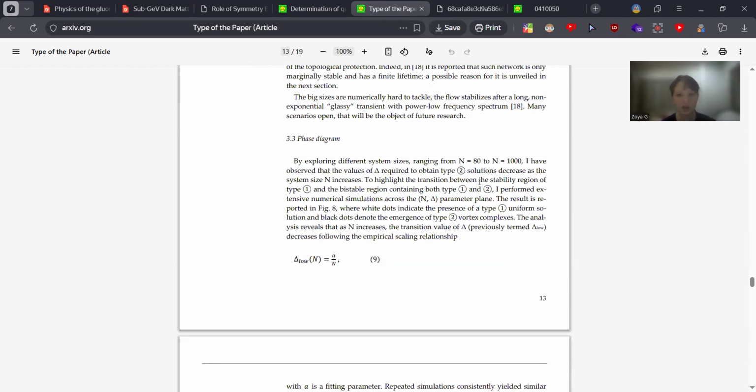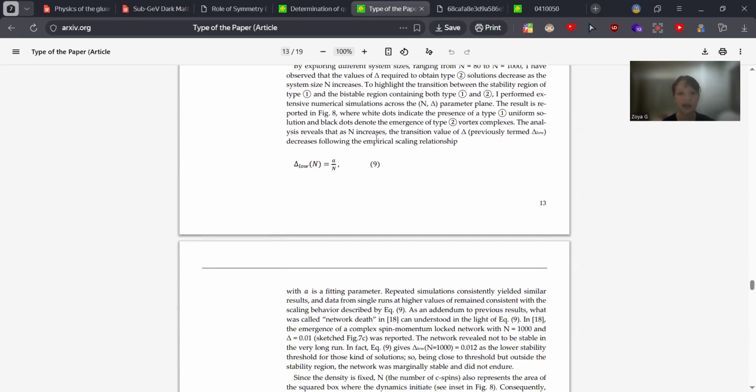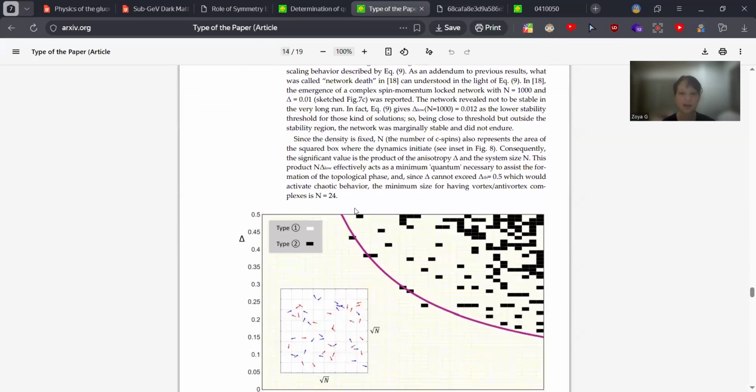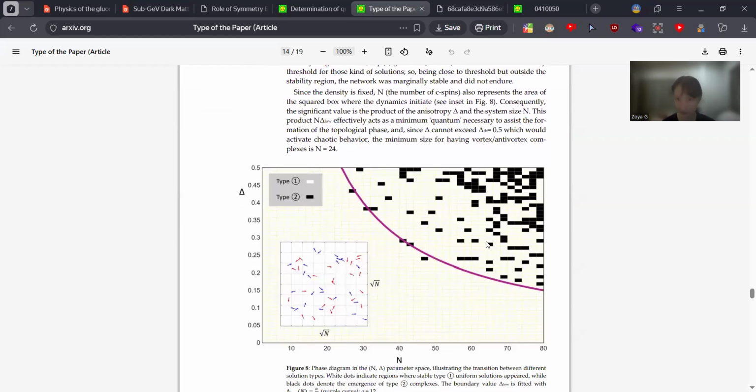To highlight the transition between the stability region of type 1 and the bistable region containing both type 1 and 2, I have performed extensive numerical simulations across the N-delta parameter plane. The result is reported in figure 8, where white dots indicate the presence of a type 1 uniform solution, and the black dots denote the emergence of type 2 vortex complexes. Okay, that's what this is about.